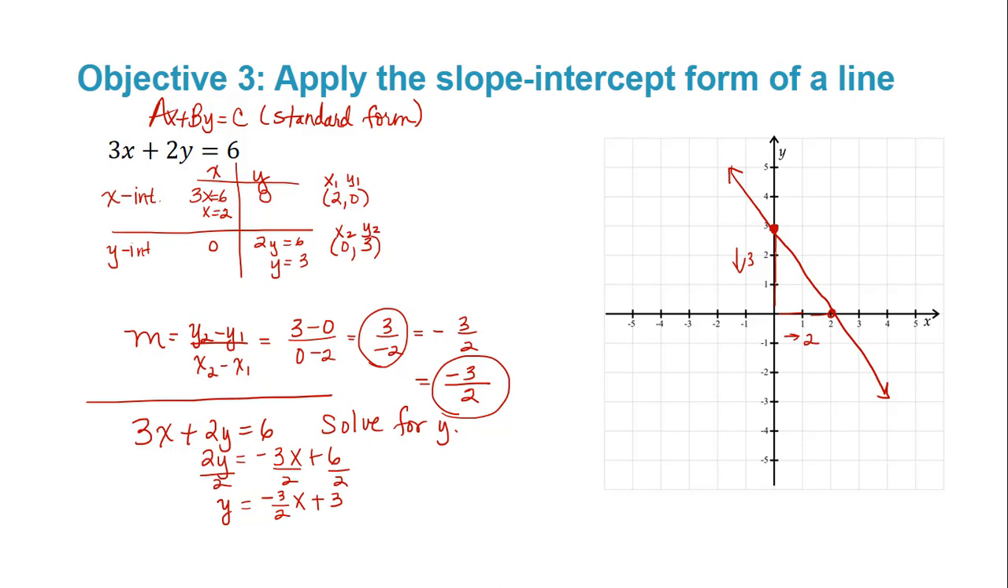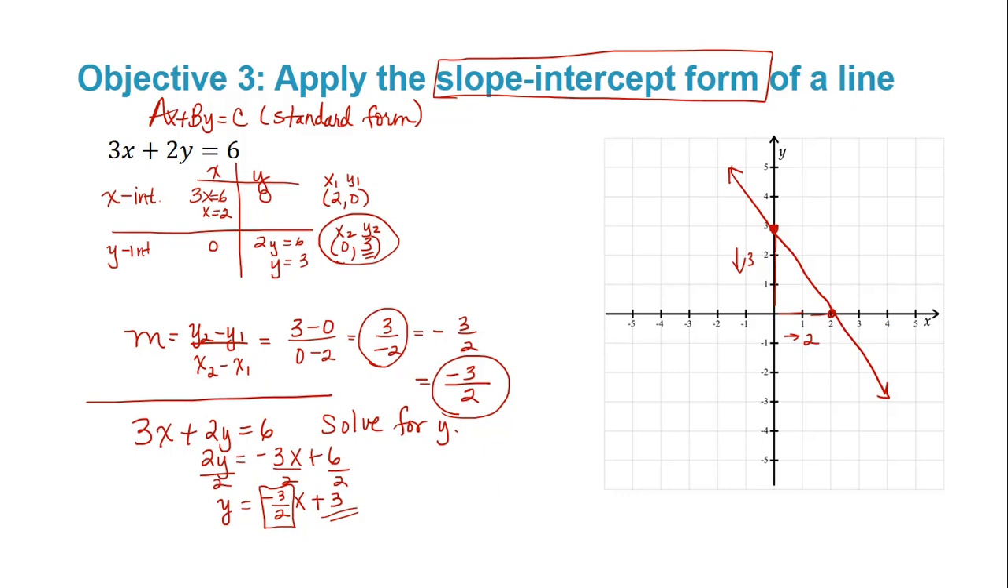And lo and behold, what do I see? The slope is this coefficient of x, negative 3 divided by 2. Now what is the value of 3? Well, 3 was the y-coordinate of our y-intercept. And so this y equals negative 3 halves x plus 3 is what we will call the slope-intercept form of a line. So solving an equation that's in standard form, or some other form of a linear equation in two variables, for y, the coefficient of x will be the slope. And remember, slope stands for the numerical steepness of the line. It also tells us the direction the line goes in based on its sign.